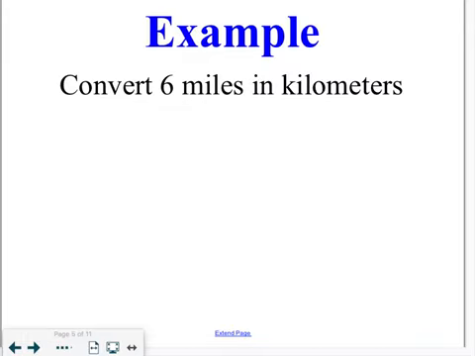So we need to convert 6 miles into kilometers. Again, you're going to want to have that chart printed out or screenshotted so you can refer to it throughout this lesson. So we're looking for miles to kilometers. It's going from customary to metric. On the sheet, it tells us that 1 mile is approximately equal to 1.609 kilometers. That's our conversion factor that we are going to use to set up this problem.